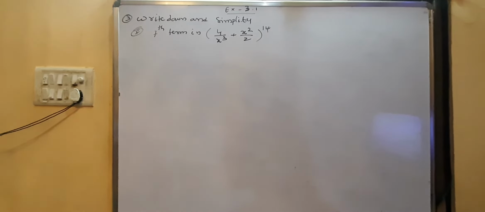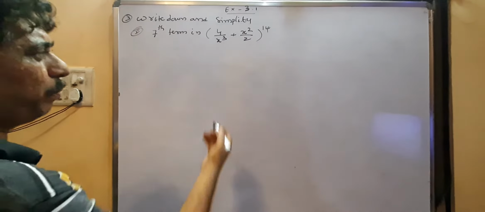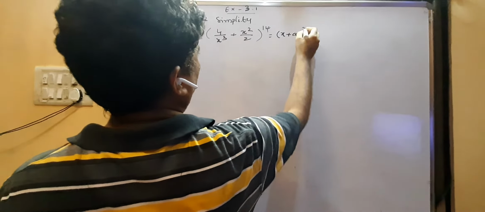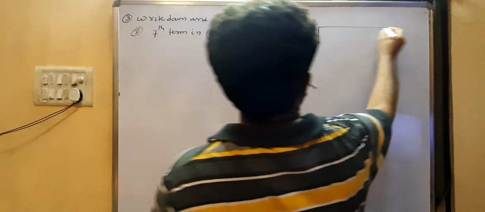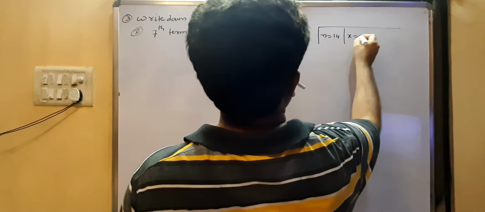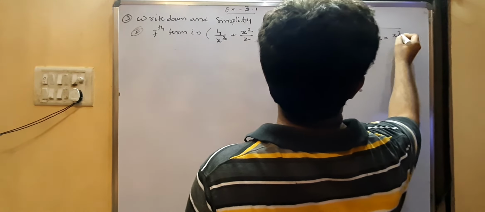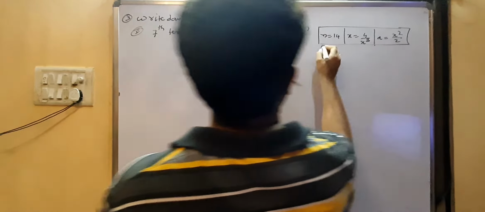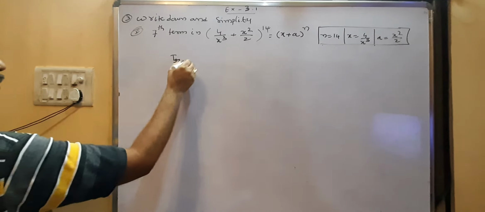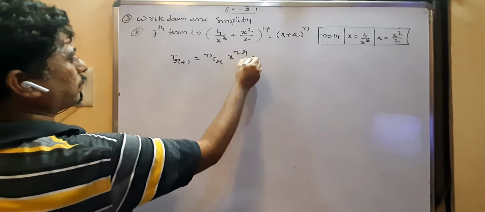See the question. They are asking for the 7th term in the expansion. Obviously it is in the form of (x plus a) whole power n. N equal to 14, x is 4 by x cube, a is x square by 2. They are asking to find the 7th term. We know T r plus 1 has a plus sign between, so directly we can write the formula nCr x power n minus r a power r.